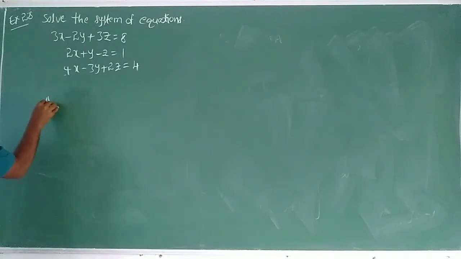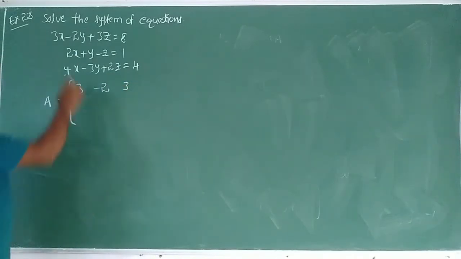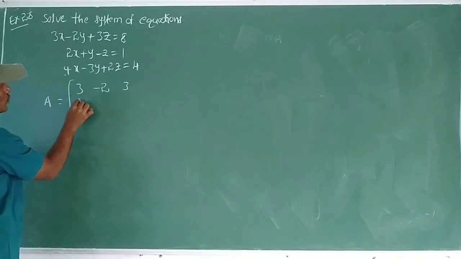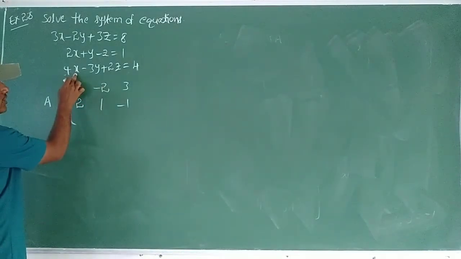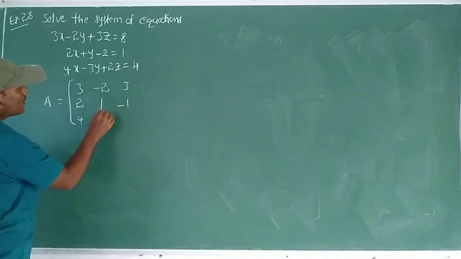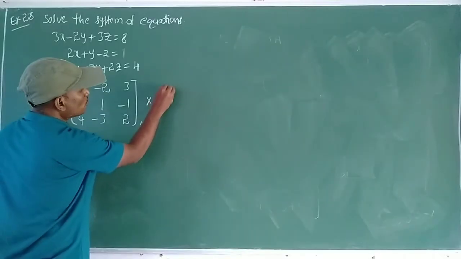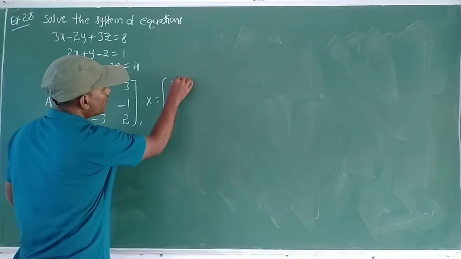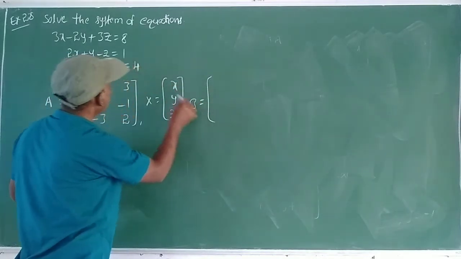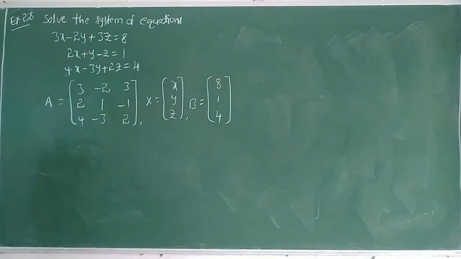Capital A equal to: first equation, x coefficient 3, y coefficient minus 2, z coefficient 3. Second equation: 2, y coefficient 1, z coefficient minus 1. Next, third equation: x coefficient 4, y coefficient minus 3, z coefficient 2. This is the capital A matrix. Capital X equal to the three variables x, y, z. Capital B equal to 8, 1, 4.